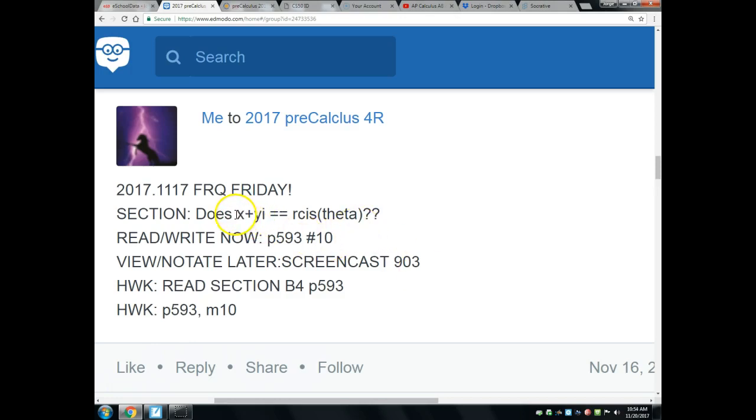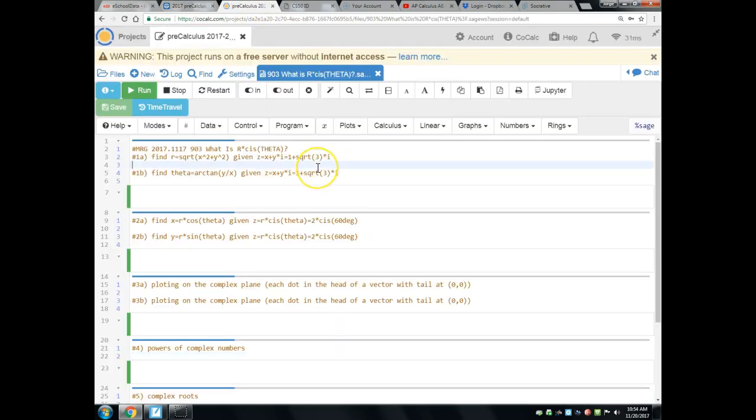What is x plus yi format? That's a plus bi form, complex numbers. But I'm thinking of them with an x coordinate and a y coordinate so we can plot them as vectors on the complex plane. So you could also represent them polar-wise with r and theta. What's this cis thing? That's what we're talking about. Okay, here we go. So here's our first question.